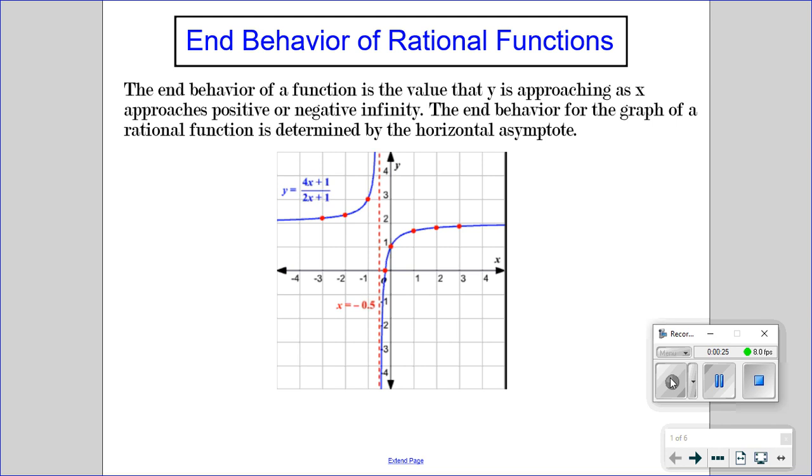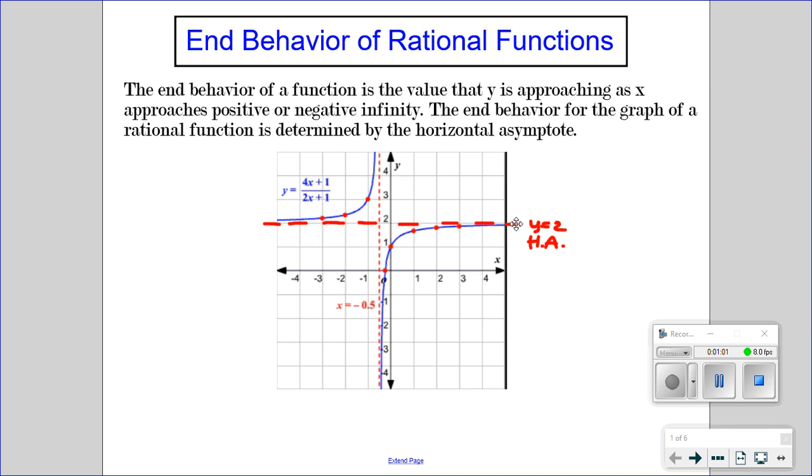In our example here, we're looking at the graph of a rational function. The function is actually (4x + 1) divided by (2x + 1), and you can tell that the graph has a horizontal asymptote at y equals 2. There is a relationship between the horizontal asymptote and the end behavior of a rational function.